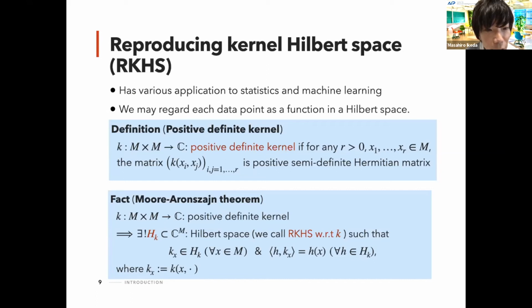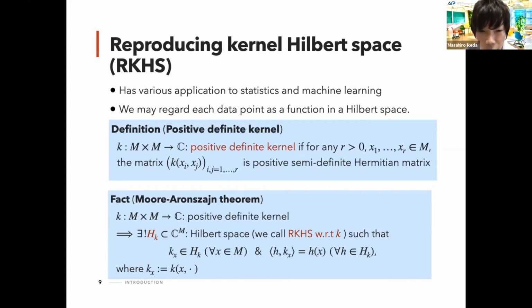A function k from M times M to C is a positive definite kernel if for any r and x1 to xr in M, the Gram matrix k(xi, xj) is a positive semi-definite Hermitian matrix. And the following Moore-Aronszajn theorem is well known, namely, if K is a positive definite kernel, then there exists a unique Hilbert space, which we call RKHS for short, such that the following property holds.